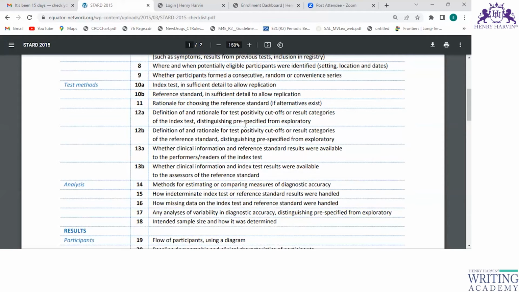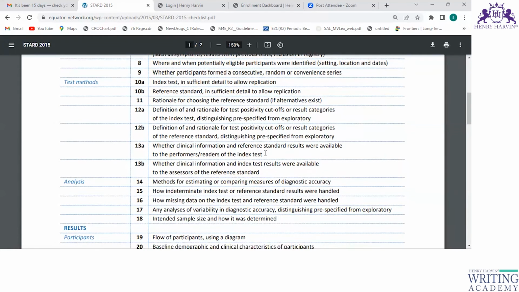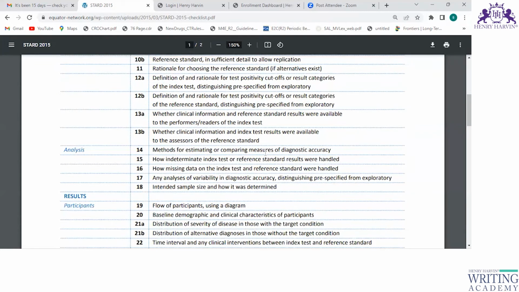Then you have to write the definition and rationale for the positivity cutoffs and result categories of the index test. Then the definition and rationale for how the positivity cutoff for the index test is studied and how the positivity cutoff for the reference standard is studied. Then you have to write whether clinical information and reference standard results were available to those performing the index test, and also to those performing the reference standard.